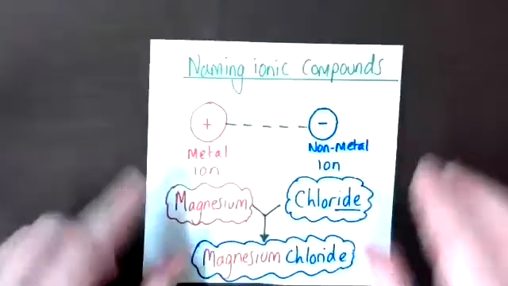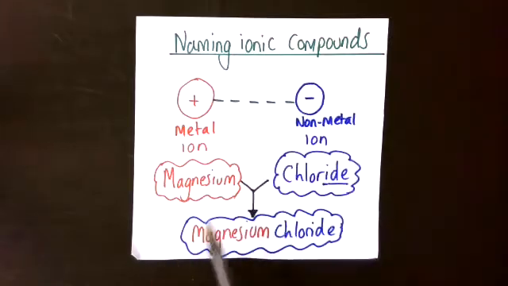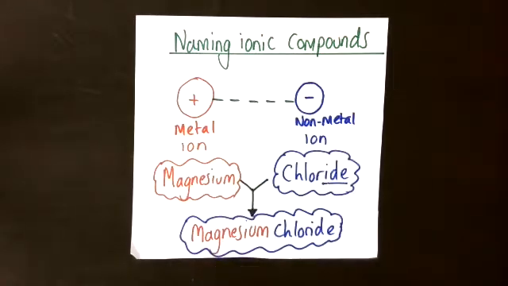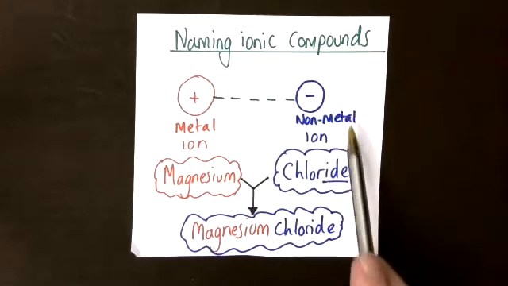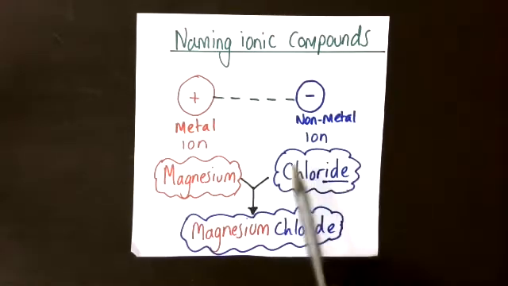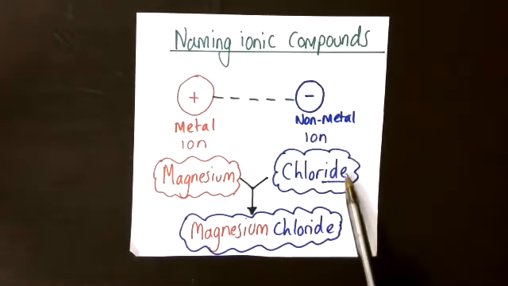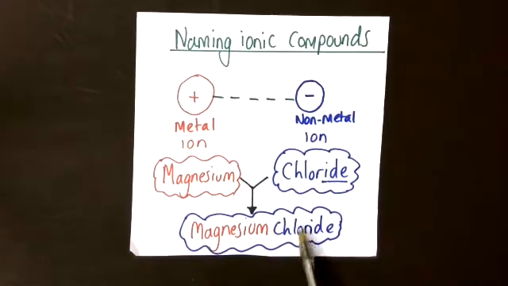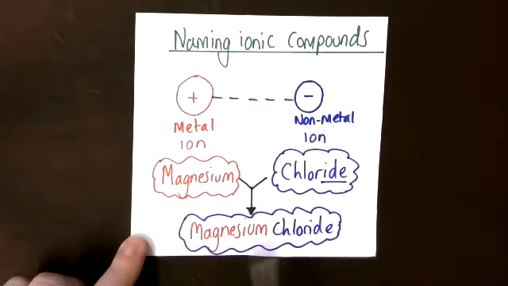So let's give you an example. Now I've drawn them this way around this time because when we come to naming ionic compounds, we always put the metal ion first, followed by the non-metal ion. So the metal ion in this example is magnesium. The non-metal ion is chloride, a chloride ion. Remember that the non-metal ion changes its name. So it's chlorine that has become chloride. And very simply, you put magnesium and chloride names together to make magnesium chloride. So the name of the compound here is magnesium chloride.